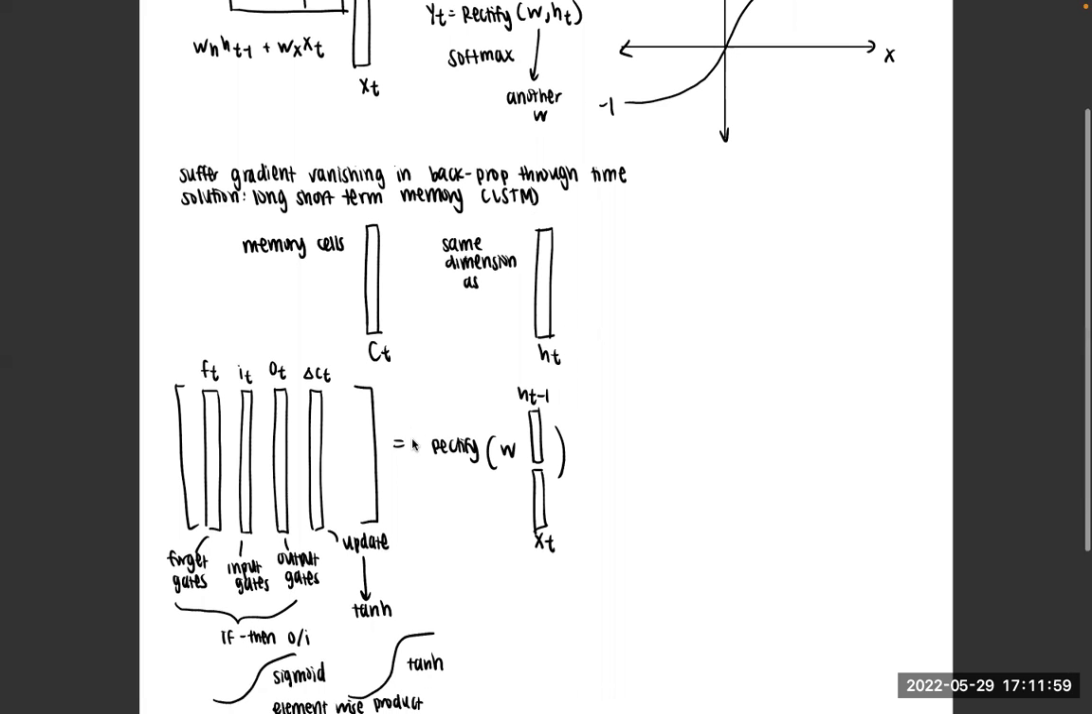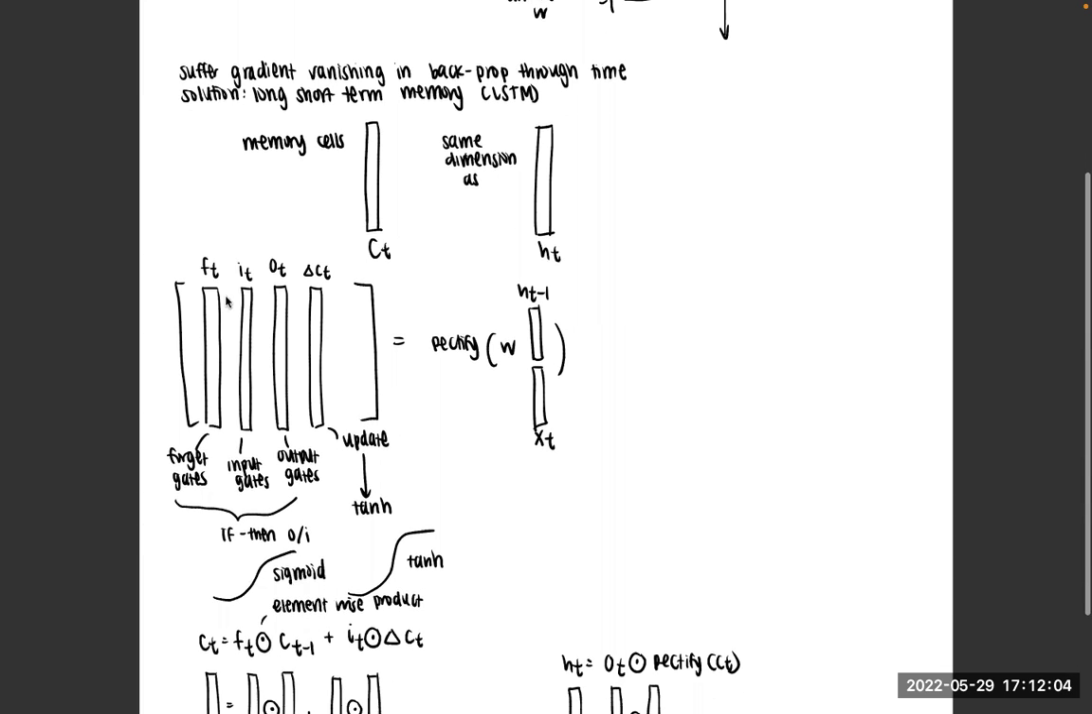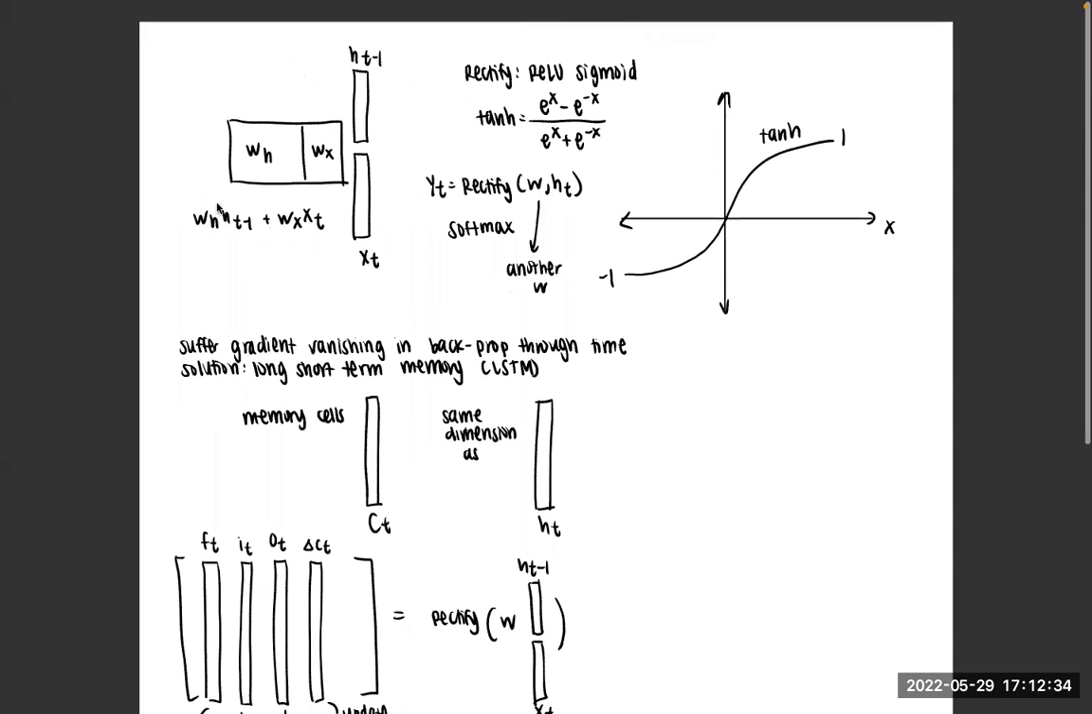So for this architecture, we introduce other vectors, again with the same dimensionality as HT. We may call the dimensionality of HT the model dimension, and this model dimension may be, say, 300 or 500. So each vector is 300 dimensional or 500 dimensional. And all those vectors are computed from the concatenated version of HT minus 1 and XT, very much like in the vanilla network, where we compute HT from this one, right?